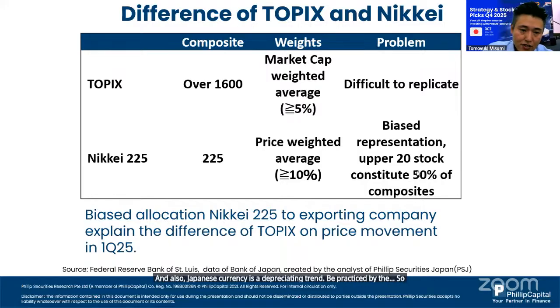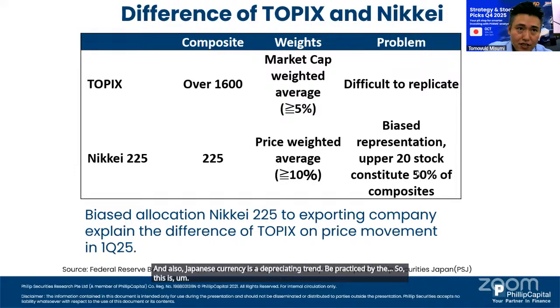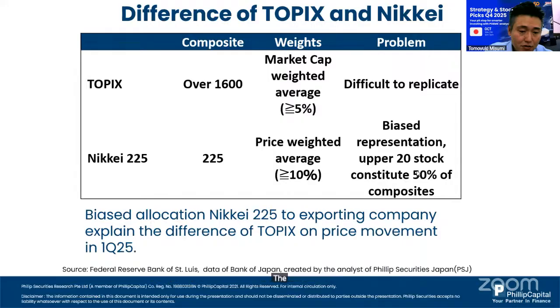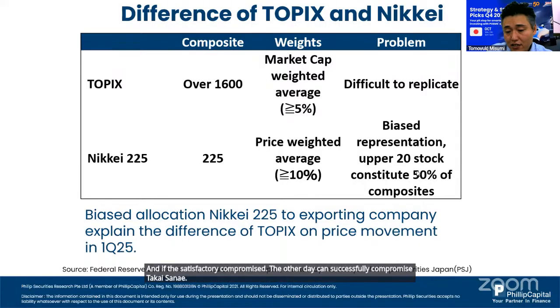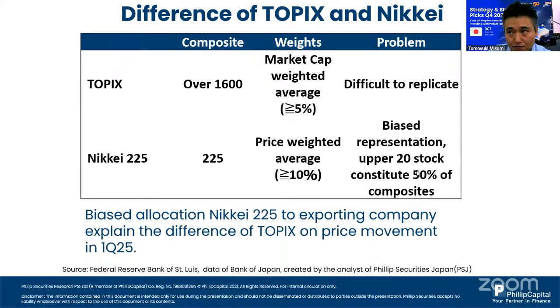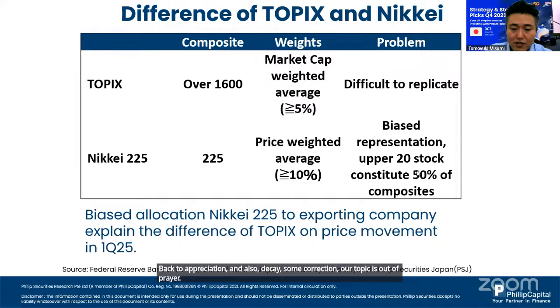So this is some chicken race, where the BOJ may compromise, or the Japanese government or the new leader, Takaichi-san, may compromise on their policy. And if they compromise successfully, BOJ and Sanae Takaichi, maybe JPY will appreciate back, and the Nikkei will see some correction. Topix is at a fair growth trend, I think.